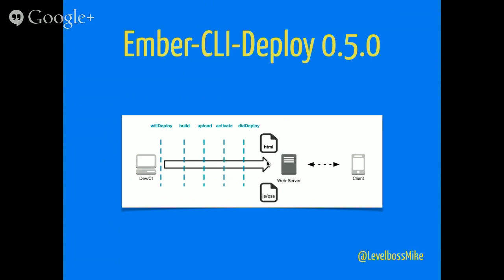So the new architecture will make it much easier to customize this approach. You can write Ember-CLI deploy add-ons that will override these hooks. These will be the deploy, build, upload, activate, and did deploy hooks, and then you'd mix different Ember-CLI deploy add-ons, and you'd be able to customize your deployment workflow through mix and matching deploy add-ons. That's the new architecture approach that Ember-CLI-Deploy will get in the 0.5 release.